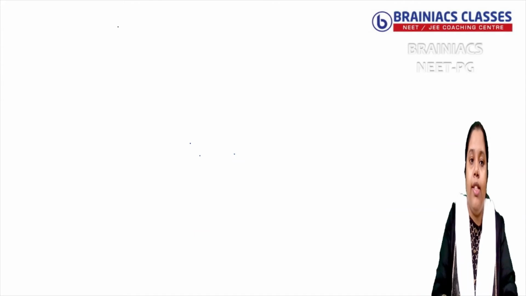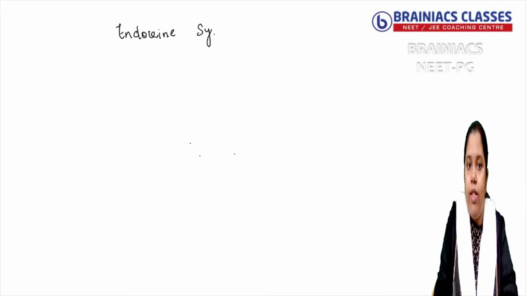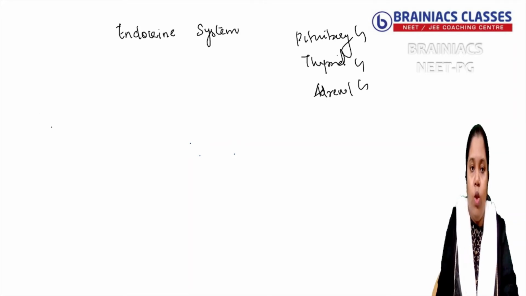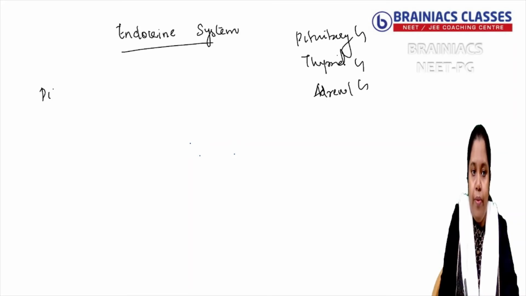Next is the endocrine system. In the endocrine system, we will be discussing the pituitary gland, thyroid, and adrenal gland. So first one, the pituitary.